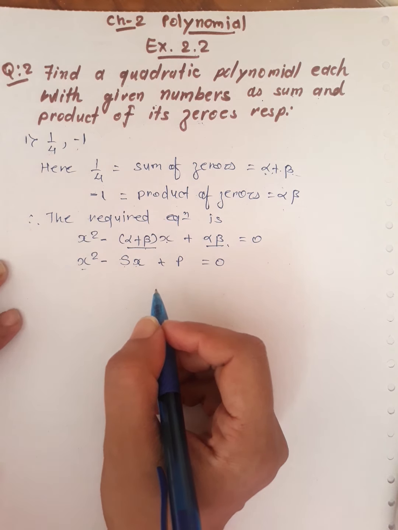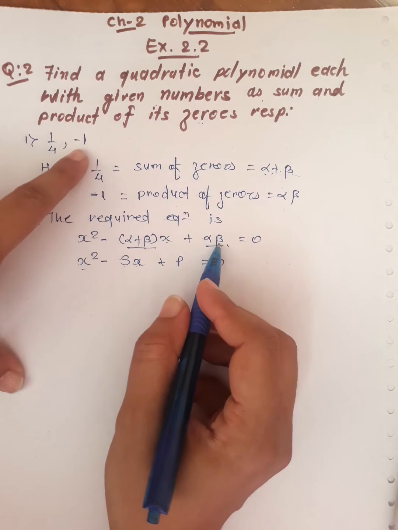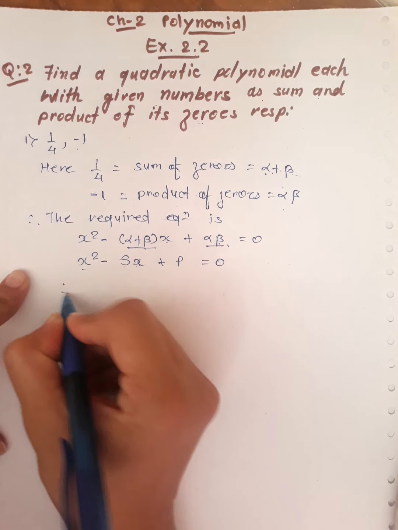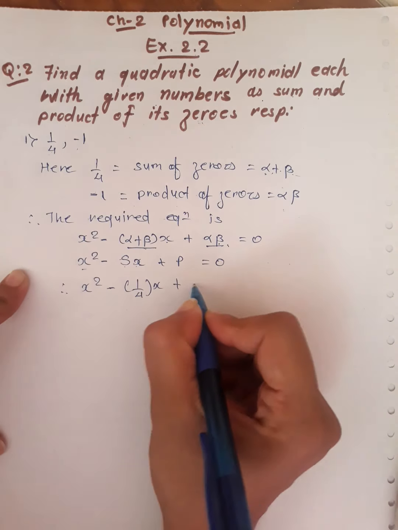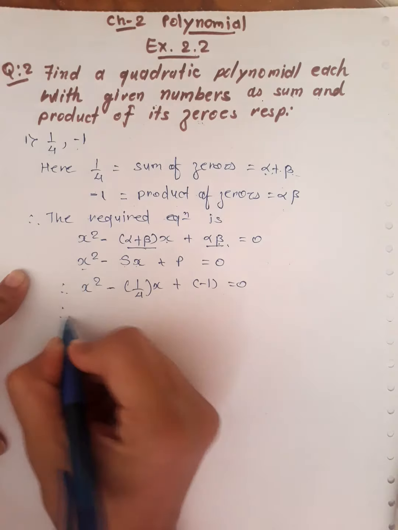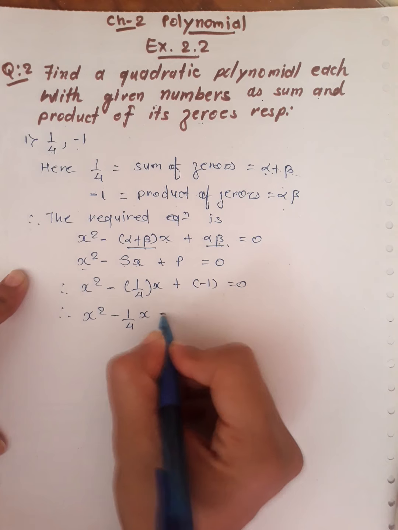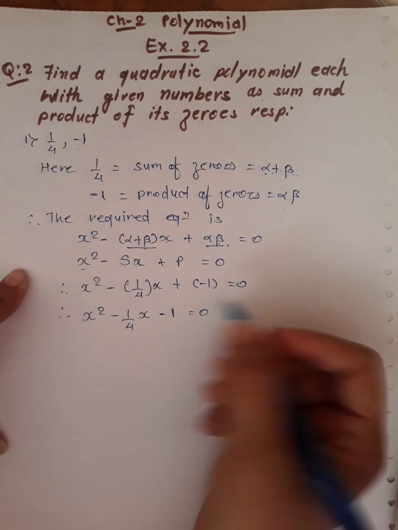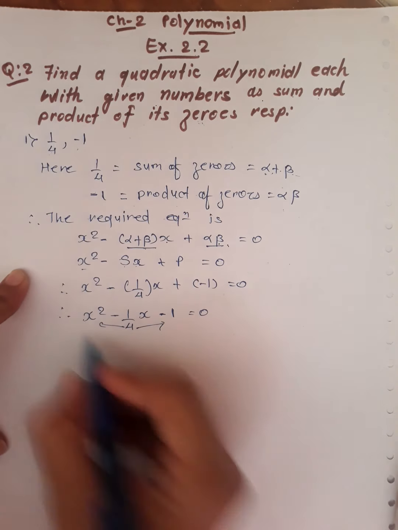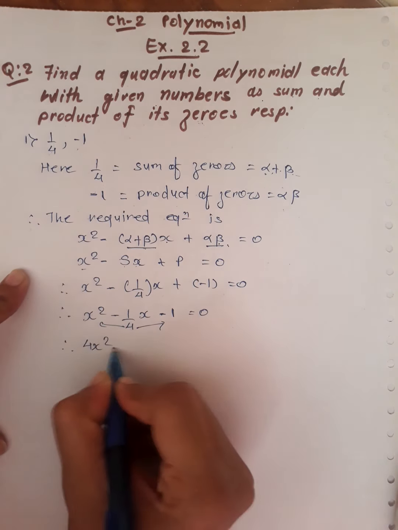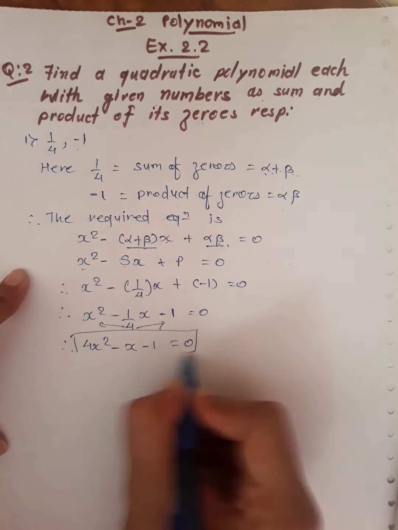Now what do we do? We just need to put the values of the sum of the zeros and the product of the zeros in this equation, and we have x square minus 1 upon 4 into x plus minus 1 is equal to 0. So x square minus 1 by 4 x plus or minus minus 1 is equal to 0. Now what about this 1 by 4? We just need to take the LCM on both sides. So you get 4x square minus x minus 1 is equal to 0. So this is your final equation.